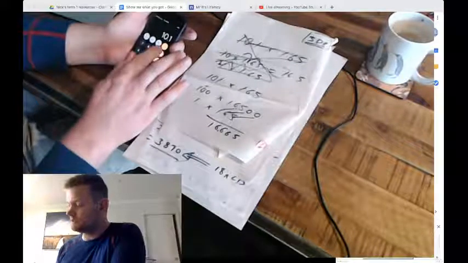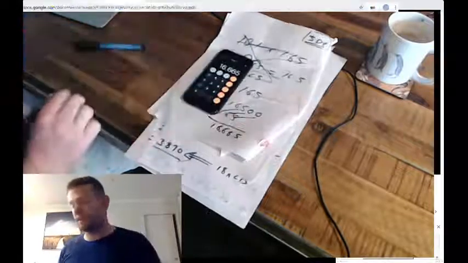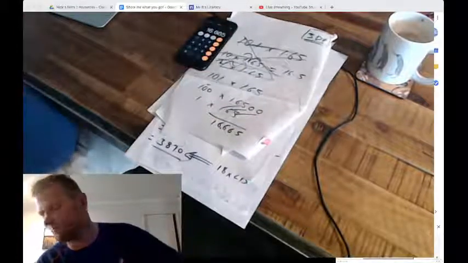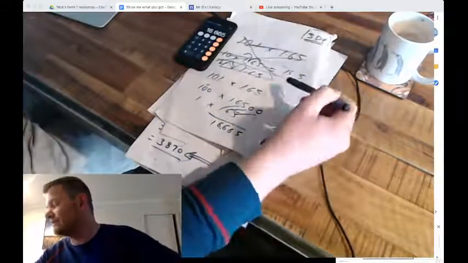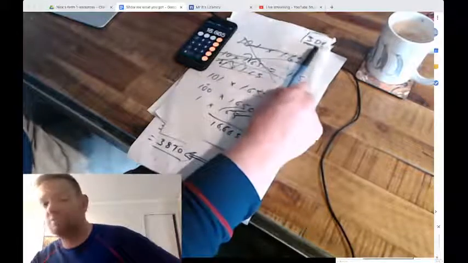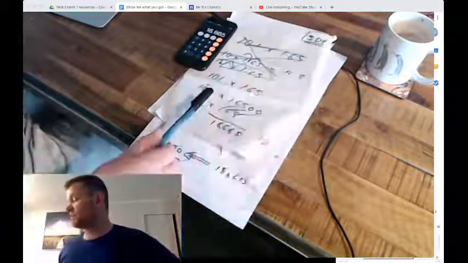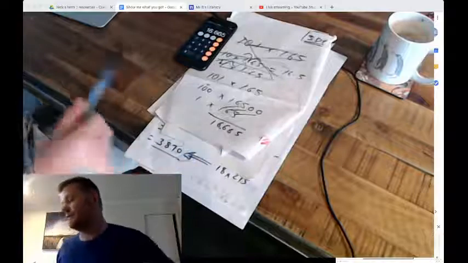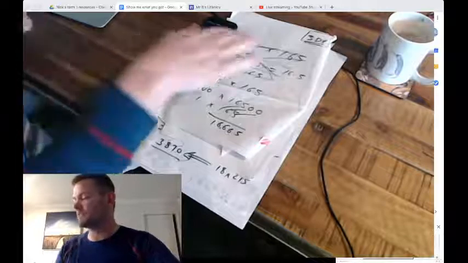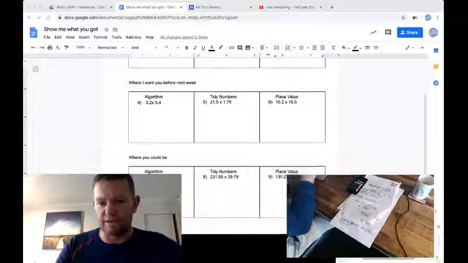10.1 times 1.65. 16.665. Definitely the easiest way to do it. I'm always sticking with this method. The easiest method to think about is just removing the decimal places, writing it up there, doing the problem without the decimal places, then putting them back in. I was going to mess around with something else here, and I bailed on that because I want you to stick with the easiest way to think about it.